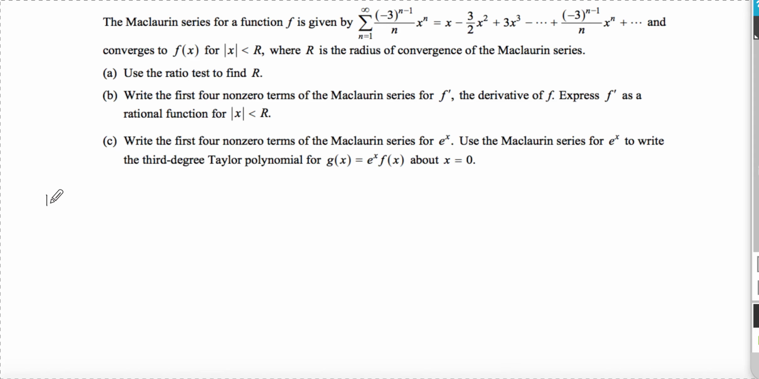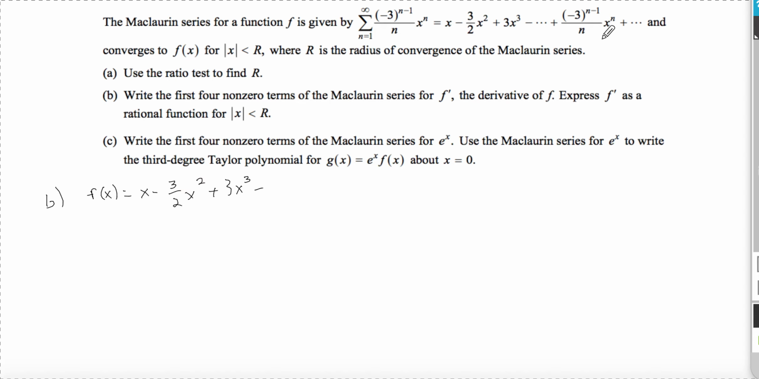Part B says, write the first 4 non-zero terms of the Maclaurin series for f prime. Okay, well, what do I know about f? f of x, I know, is given by the series x minus 3 halves x squared plus 3x cubed, right? And we could keep going here. In fact, we probably should. The next term will be minus. We want to follow this, so we did n is 1, n is 2, n is 3. We now need when n is 4.